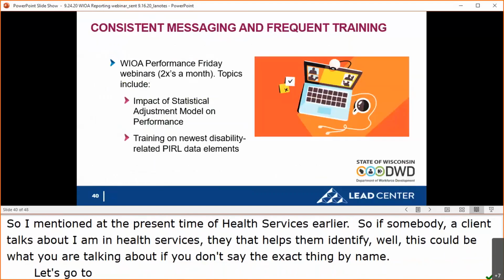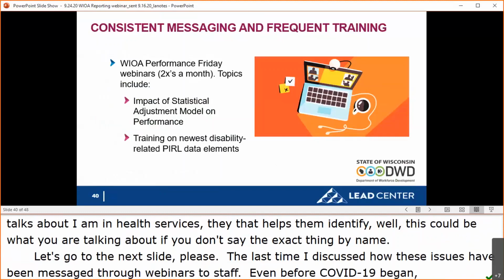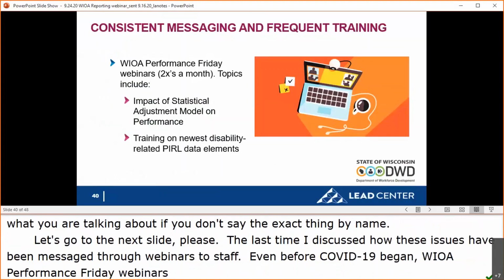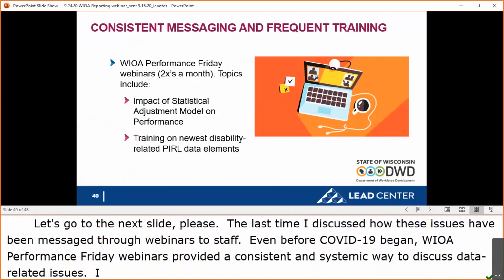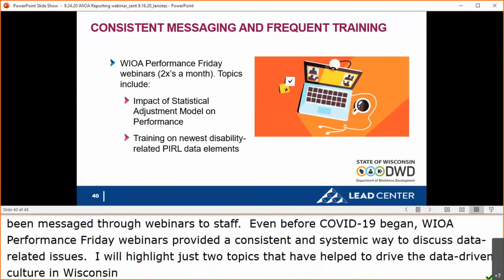Last time I discussed how these issues have been messaged through webinars to staff. Even before COVID-19 began, WIOA Performance Friday webinars provided a consistent and systemic way to discuss data-related issues. I'll highlight just two topics that have helped to drive the data-driven culture in Wisconsin. The first is the statistical adjustment model, and the second is training on PIRL data elements such as these.